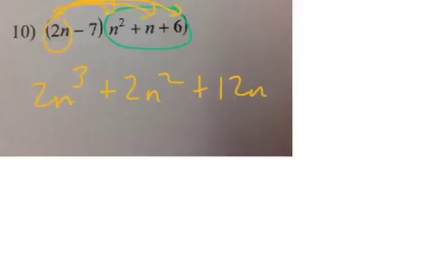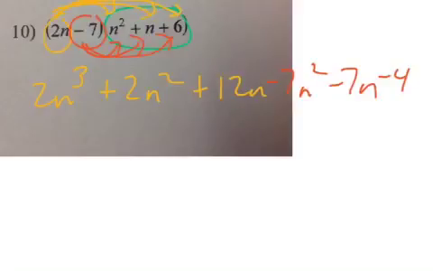And if you look, is there anything I've forgotten? Well, of course, that negative 7 there, and I'm going to times that by n squared, and I'm going to get a minus 7n squared, and then times that n, I'm going to get a minus 7n, and then finally times that 6, I'm going to get a minus 42.